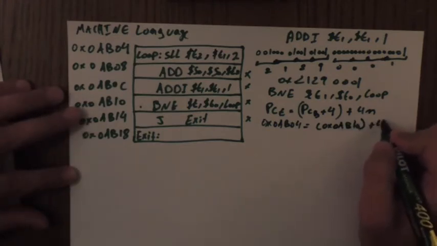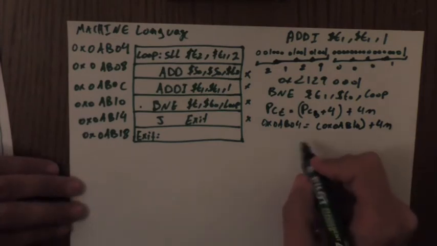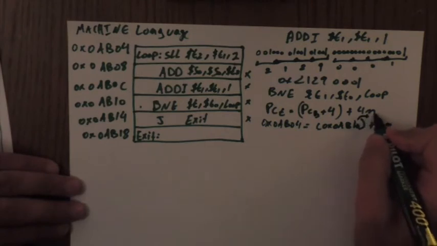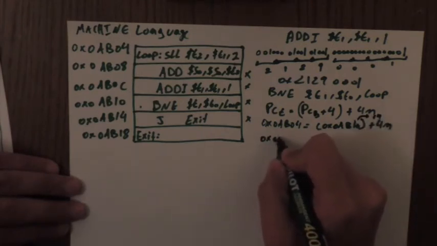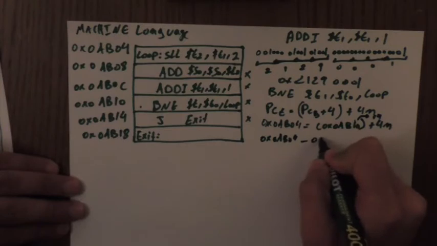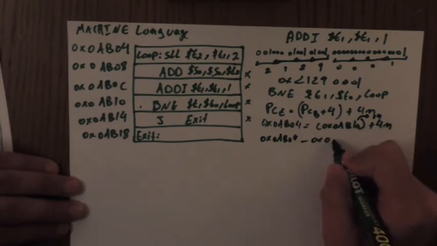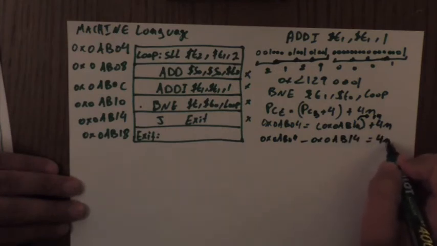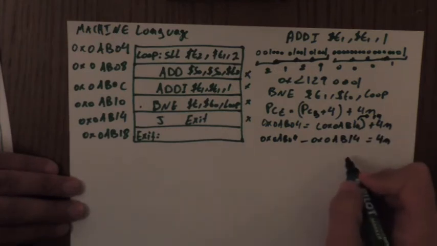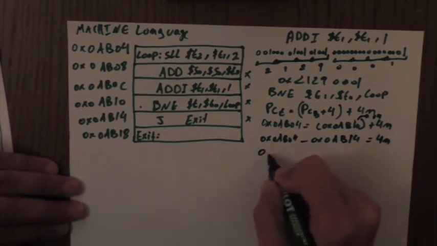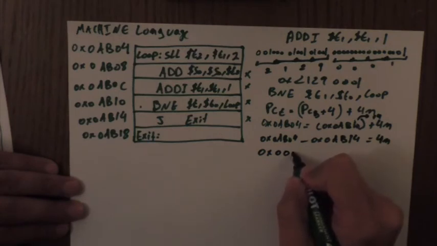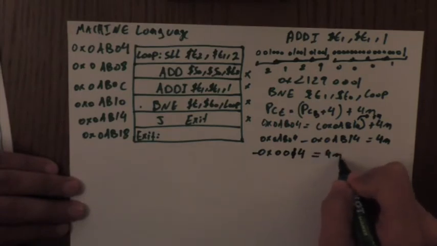0ab10 plus 4n. Now if I want to do the subtraction, we missed here the plus 4, so it's going to be 0x0ab04 minus 0x0ab14 is equal to 4n. So now what I have is 0x0 minus 1 4 is equal to 4n.